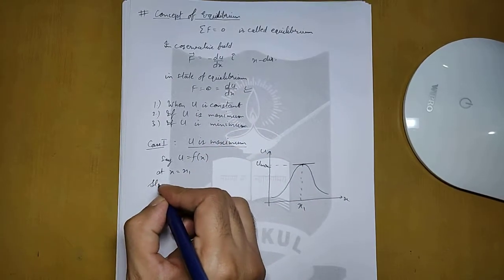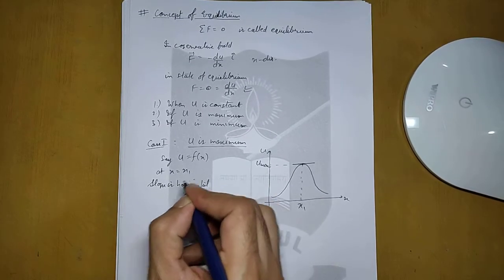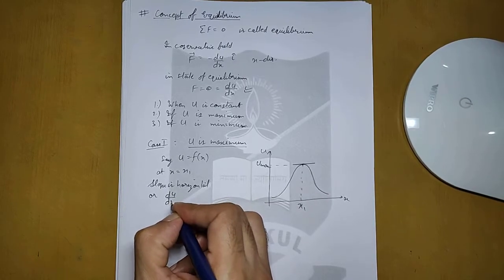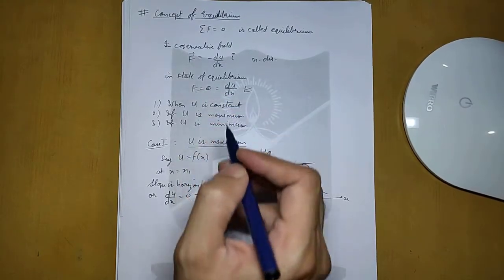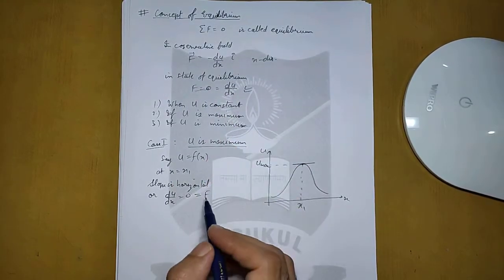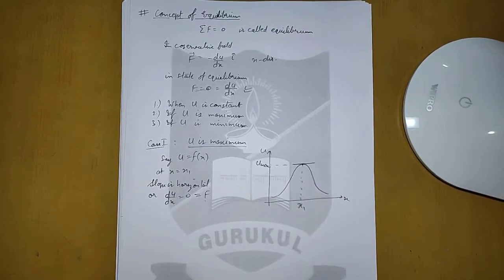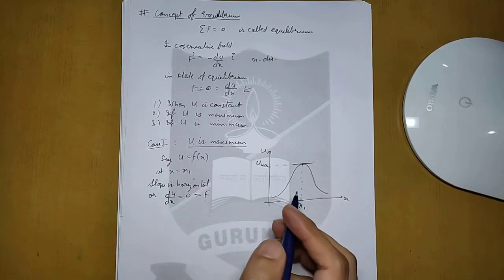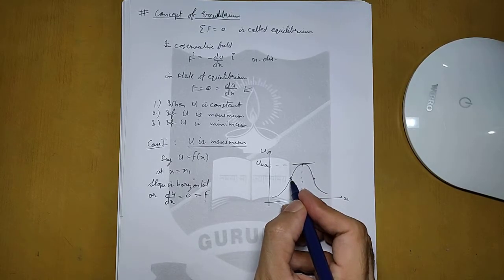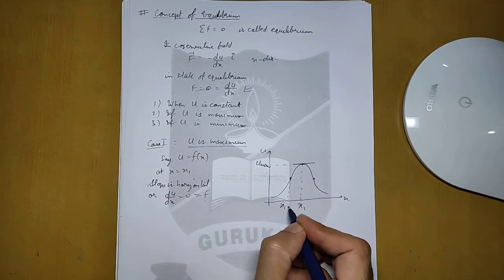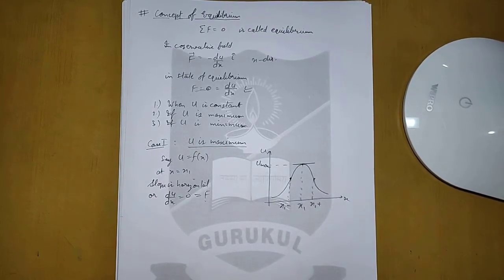If the slope is horizontal, mathematically we can say dU by dx equals 0. So therefore force will be equal to 0. This condition is achieved, so we can say the state of equilibrium is achieved at x equals x1, at the highest potential energy point. Now let us say that there are two other points on the left and right of x1, and we can call this point x1 minus, which is on the left side of x1, and let this point be x1 plus.